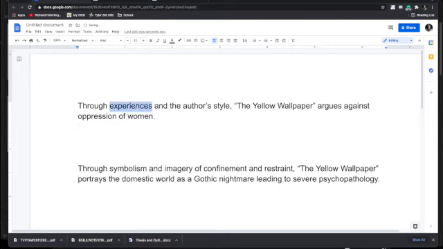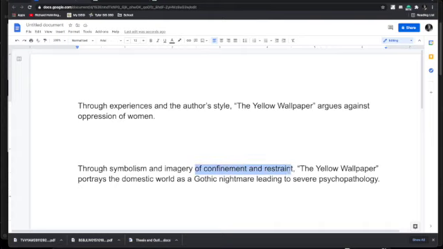So here I was talking about experiences and style, and I was really fuzzy on what I wanted to focus on. But now I've looked at the databases and I came away with some much more specific ideas, and that got me rolling. So I'm going to borrow that symbolism, but I'm also going to think about some other imagery in the story. And notice I'm not just saying through symbolism and imagery. I'm going to be more specific here. What kind of symbolism and imagery?